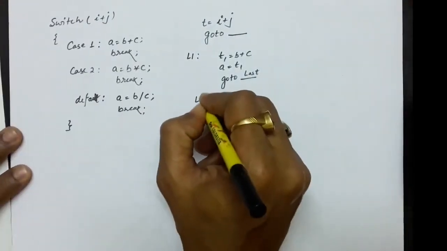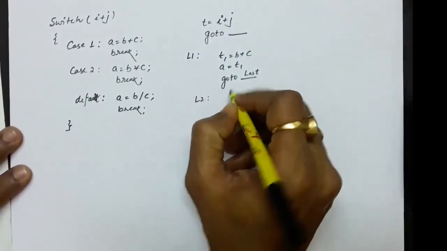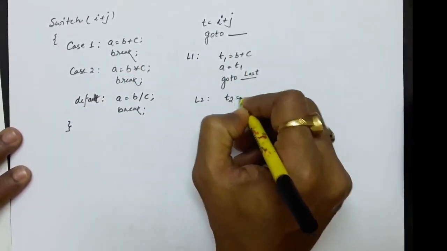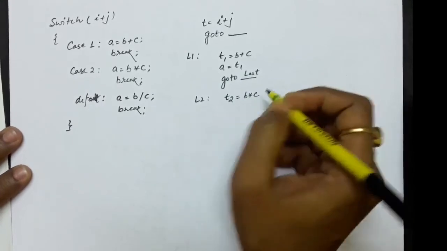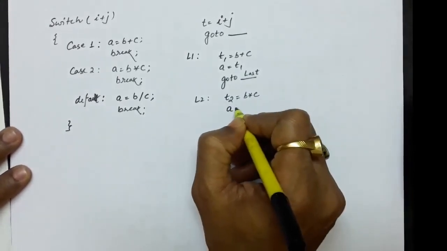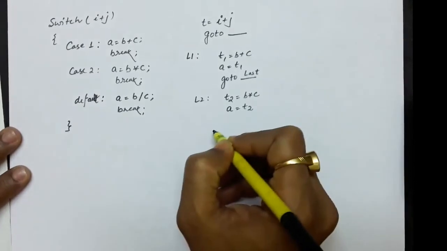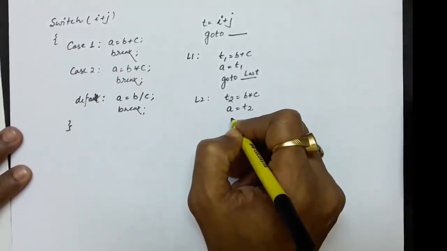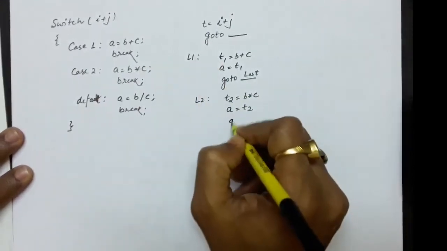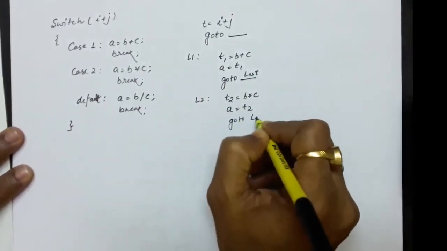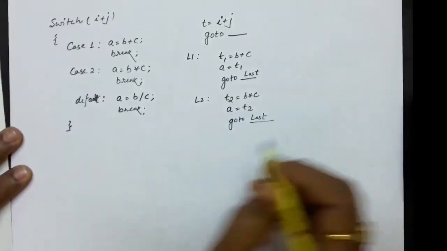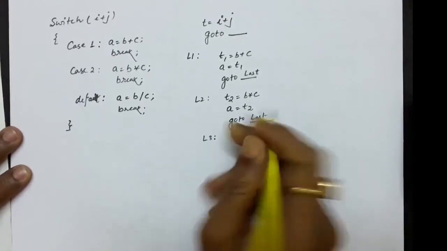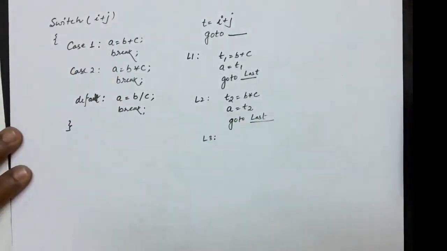Similarly for case 2, we're going to write A equals to B multiplied with C. So in 3 address code it can be written as T2 equals to B multiplied with C in the first step. In the next step, A equals to T2. Having executed all these statements, A equals to B multiplied with C, we will have to go to the last using the break statement. So go to last.